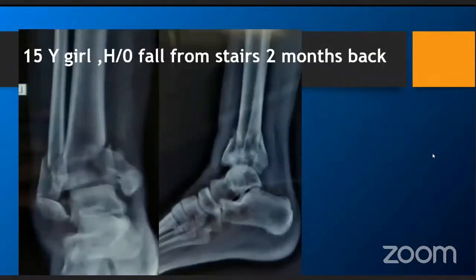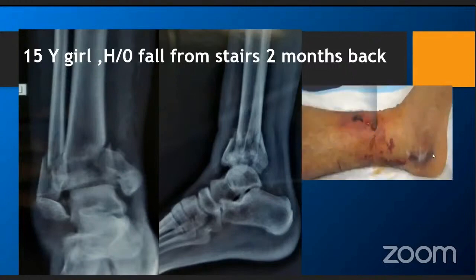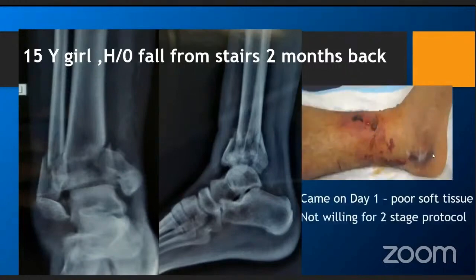She has a history of trauma due to a fall from the stairs 2 months back, and this was the soft tissue on day one. She came on day one with poor soft tissue. So we gave the two-stage protocol, as Dr. Balwinder sir has explained nicely, that you have to give a static environment to the soft tissue to heal before opening the bony structures. And she was not willing for the two-stage protocol due to poverty.